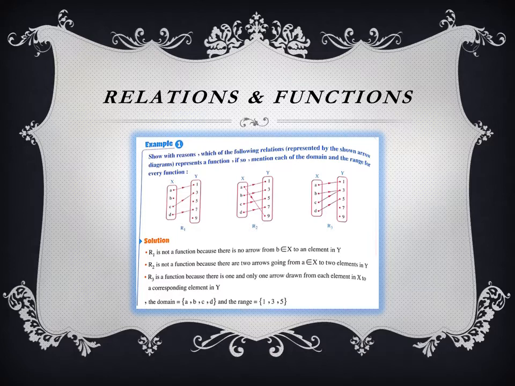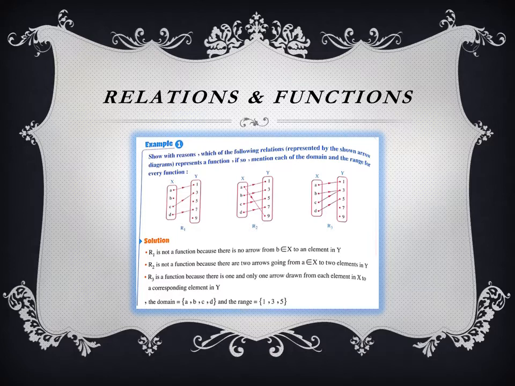For R2, or the second relation, we have images from all the elements of x, but the element a has two images, 1 and 9. So R2 also is not a function because there are two arrows going from a, which belongs to x, to two elements in y. For R3, or the third relation, we have four images from a, b, c, and d.